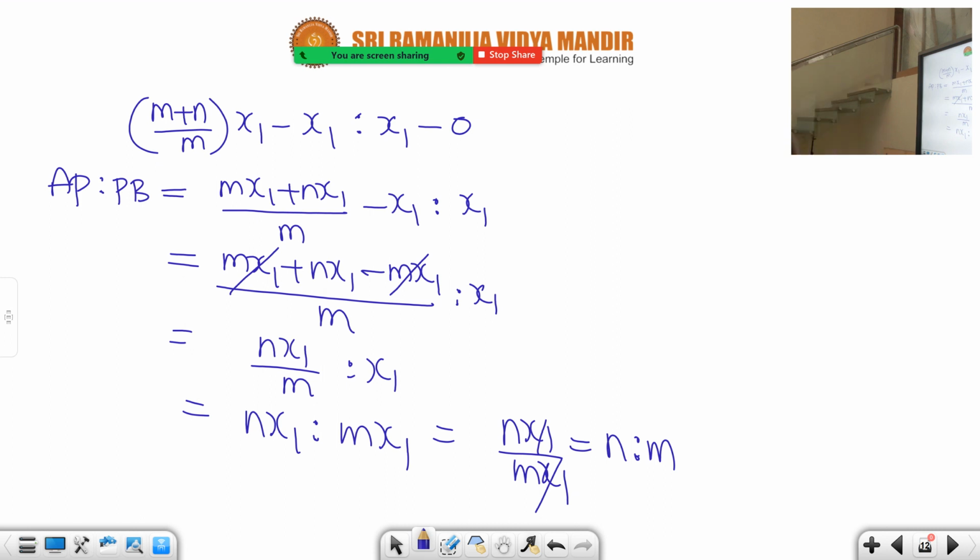So what we have to prove? See, then show that AP by PB is constant, because n by m you can write it as n by m, right? N is to m or n by m both represent the same thing. Now n by m means just like 4 by 6 or 5 by 10, like this. It represents a constant. It represents a constant. Over.